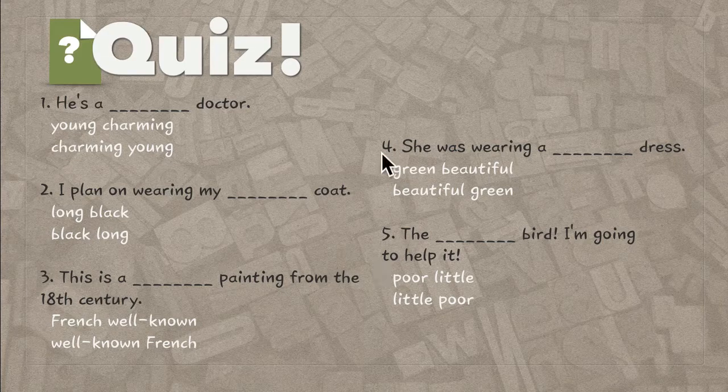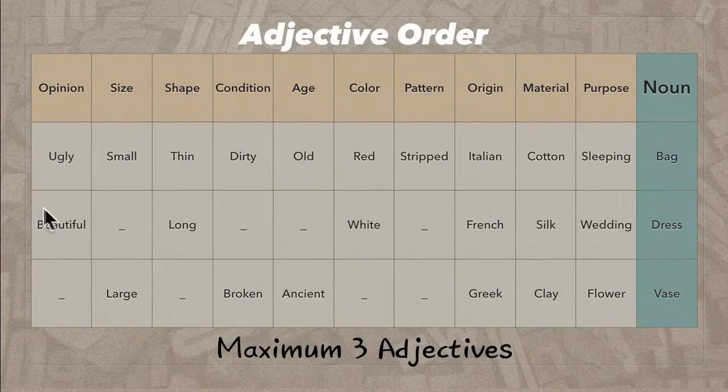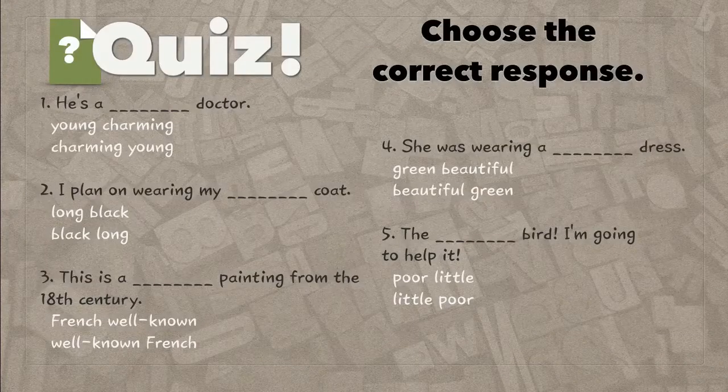Okay, let's take a quick quiz. Here we have 5 sentences. I want you to choose the correct response. In each choice, there are 2 adjectives, but one is in the incorrect order and another is the correct order. Which one goes best in the blank? Practice saying them out loud and think to yourself, which one sounds better? Let's take a quick look at that table. Remember, here is our adjective order. Try to use this table to get the correct responses. Okay, here we go. Take a moment and choose the correct response. Go for it.